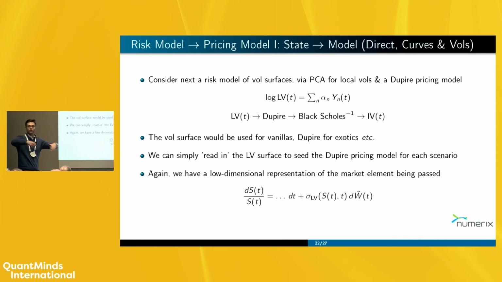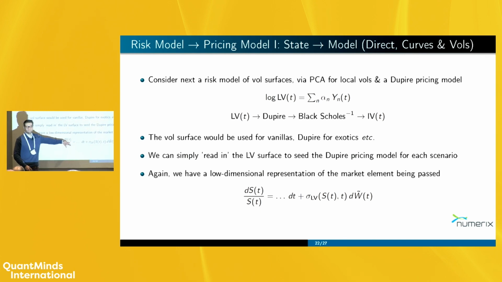If I'm simulating vol surfaces using a local vol model, that's pretty straightforward. That's something people do. I know people who do that. They'll simulate log local vols into the futures, use those local vols to produce an implied vol surface, and use that implied vol surface to price vanillas. But what are we going to price our exotics off?